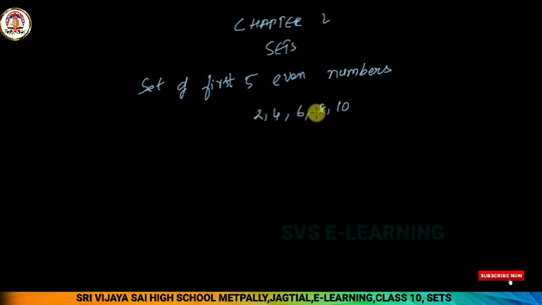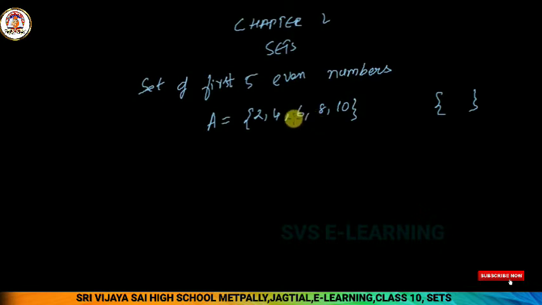Now, these numbers are enclosed within the flower brackets. You enclose the numbers in a set within the flower brackets, and a set is always denoted by an uppercase letter. Let's say I write down A is a set of 2, 4, 6, 8, 10.